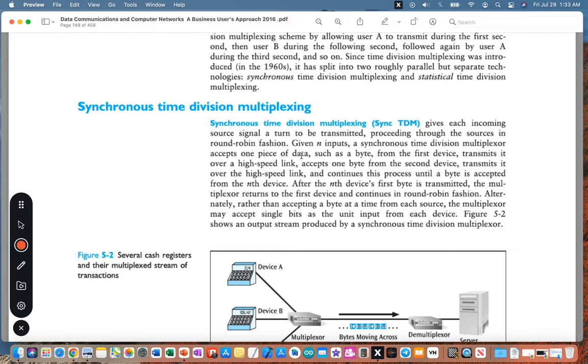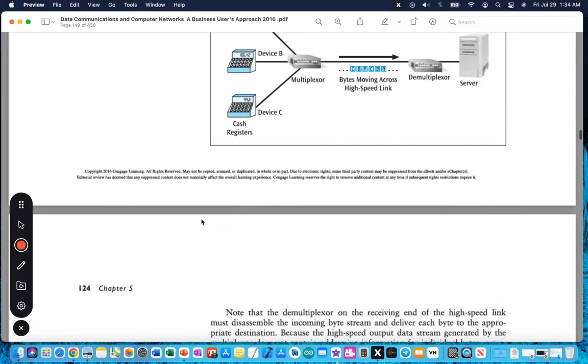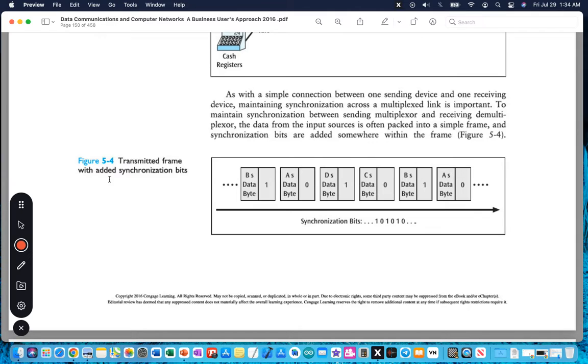Synchronous time division multiplexing, sync TDM, gives each incoming source signal a turn to be transmitted, proceeding through the sources in a round robin fashion. Several cash registers and their multiplexed stream of transactions: cash registers, a multiplexer, a high speed link, a demultiplexer, and a server. Multiplexer transmission stream with only one input device transmitting data, so it's one at a time. Transmitted frame with added synchronization bits.